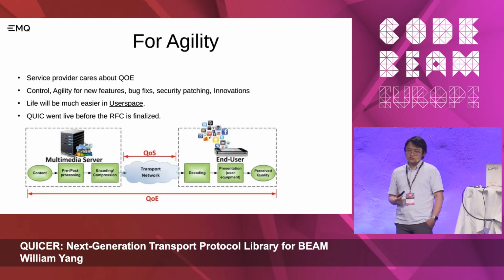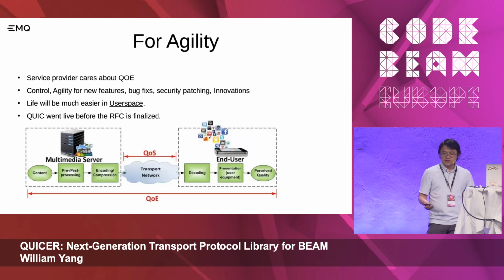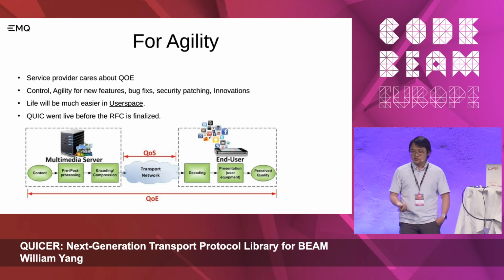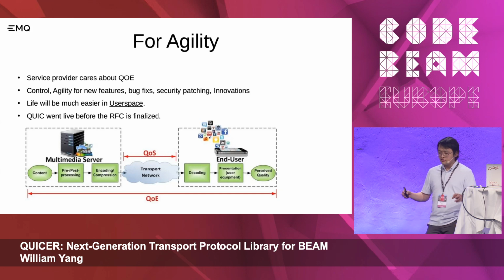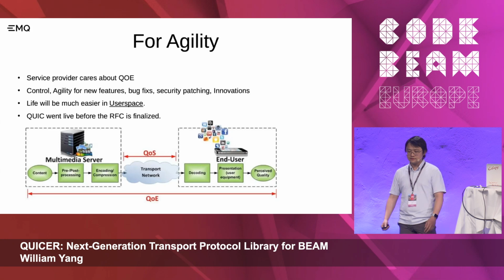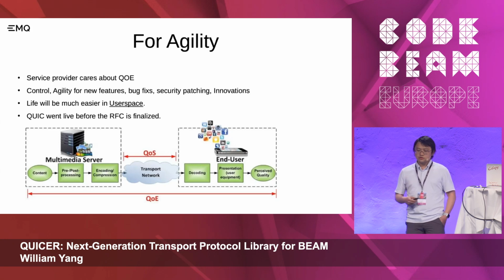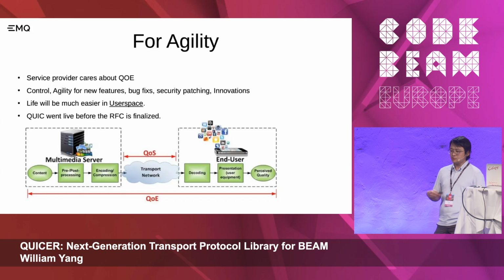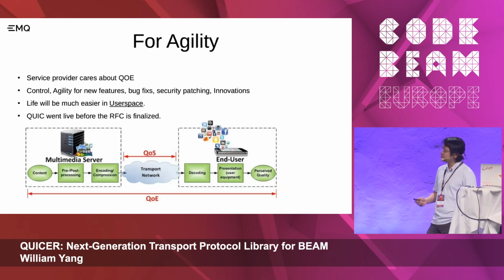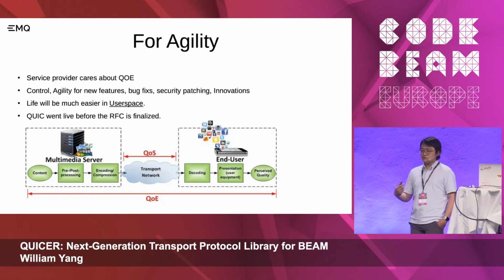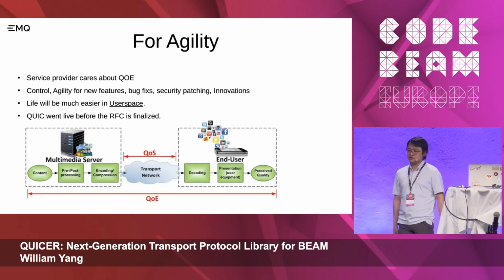QUIC is also built for agility, because nowadays service providers care about quality of experience, not only quality of service. Quality of experience is like, on a video call, can you see me? Can you hear me? It's like end to end. And service providers want to control, and they want to deploy new features, bug fixes, and security patching more easily, and they want to involve some architecture innovations like direct server response or something.